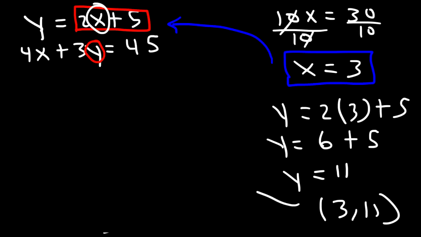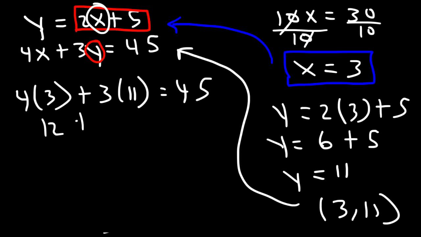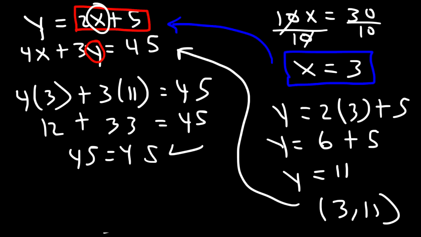If you want to, you can plug it into the second equation to make sure your answer is correct. So let's replace x with 3 and y with 11. 4 times 3 is 12. 3 times 11 is 33. And 12 plus 33 is 45. And so this is our answer, 3 comma 11.